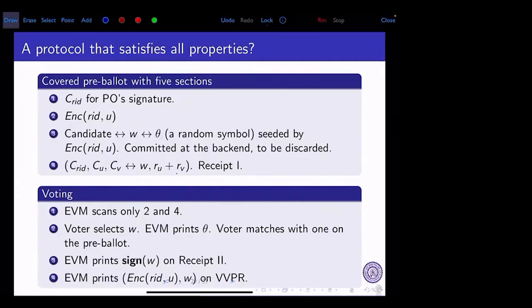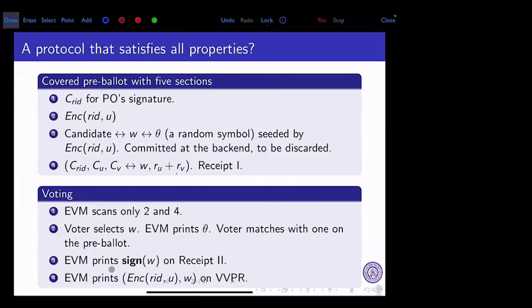And the voter walks out with a proof which the voter himself cannot verify, but the voter can take it to Hasgeek to verify that the EVM has given a proof that the vote has been recorded correctly.